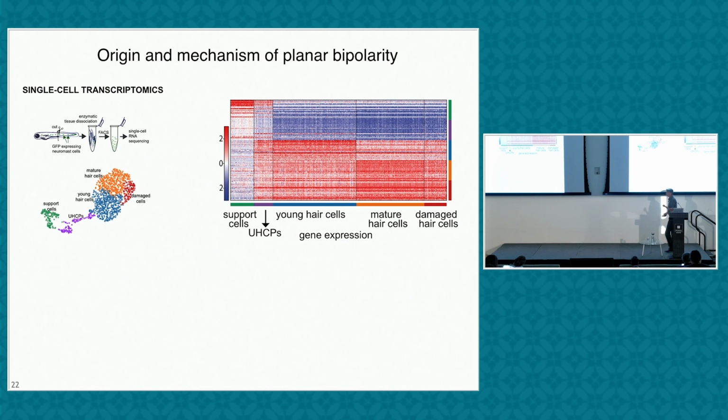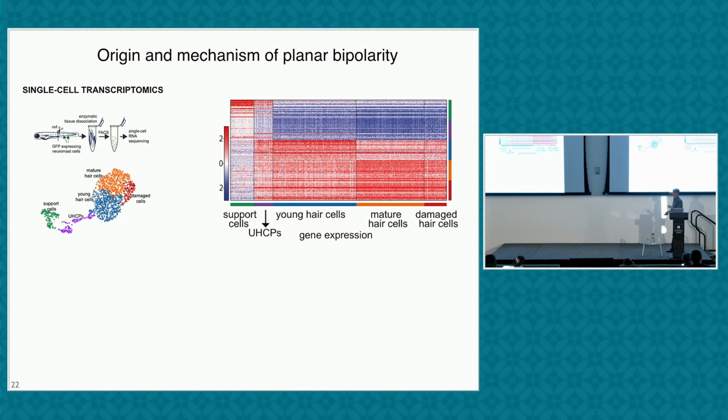And so we decided to sell our soul to the devil and do single-cell RNA sequencing to try to understand whether we can understand this production of 2 hair cells that are facing one another by looking at their transcriptional profile. Do they express different genes?